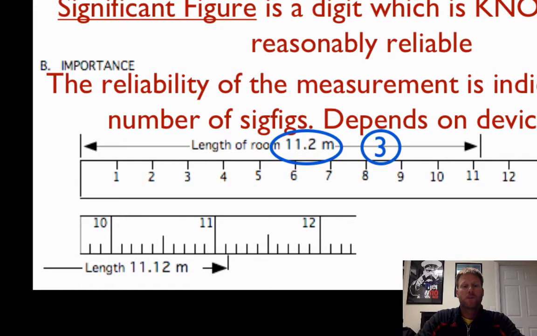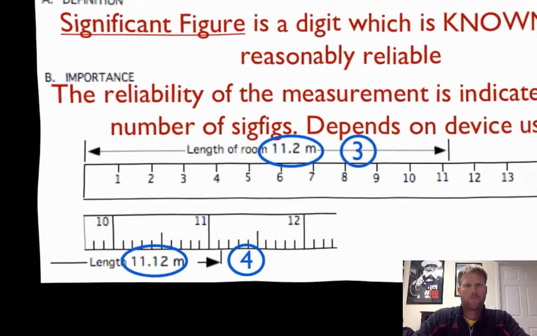If you want more precise data, you must use better instruments. Here, the second ruler has the markings every tenth of a meter, so we can definitely read this ruler to the tenths place. Then we can estimate to the hundredths place. The length of the room using this ruler would be 11.12 meters, which is 4 sig figs.